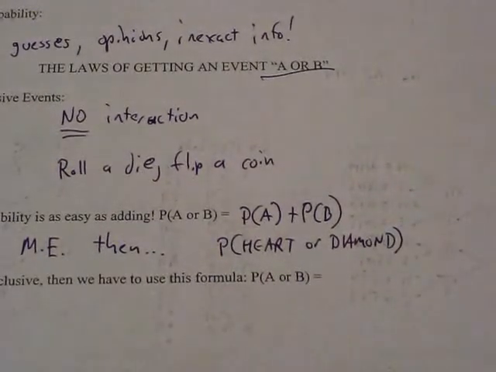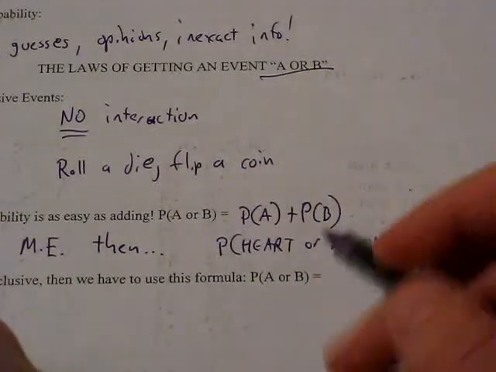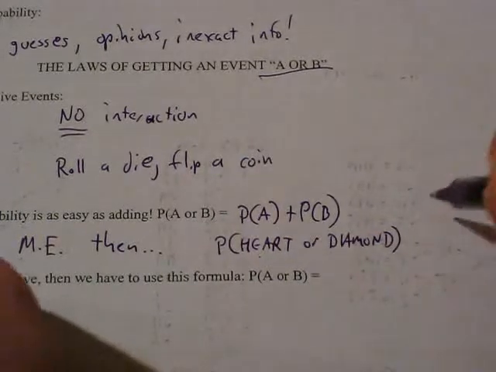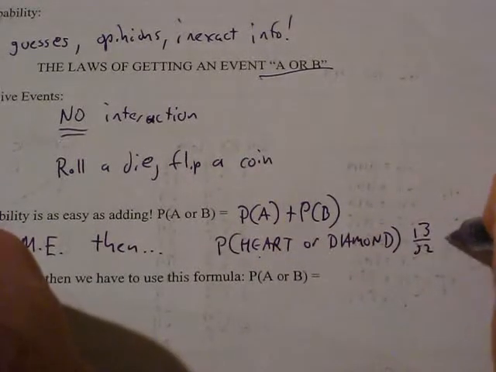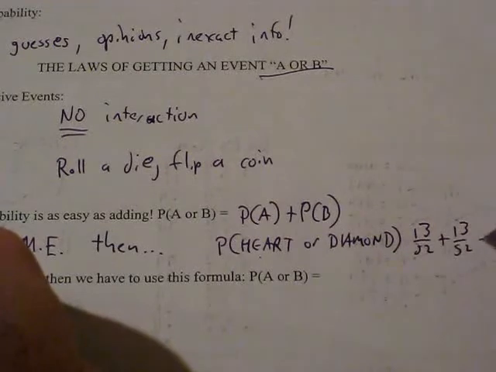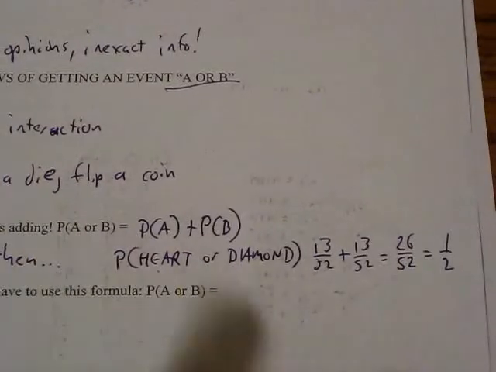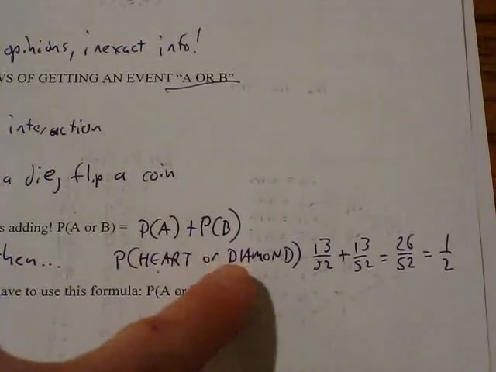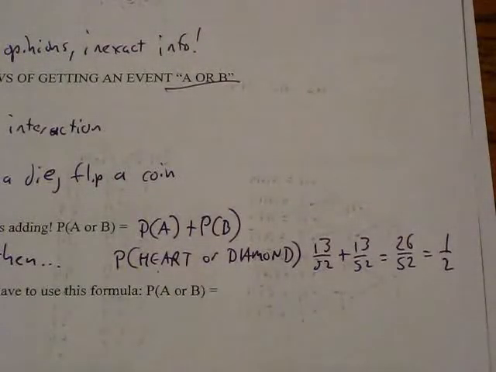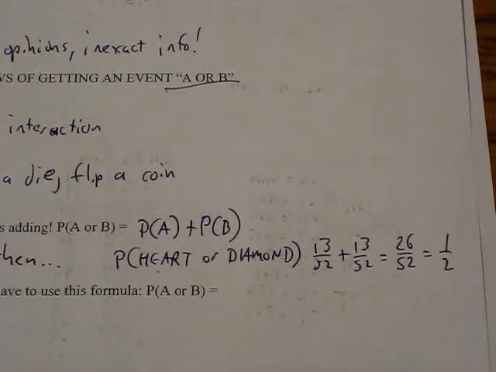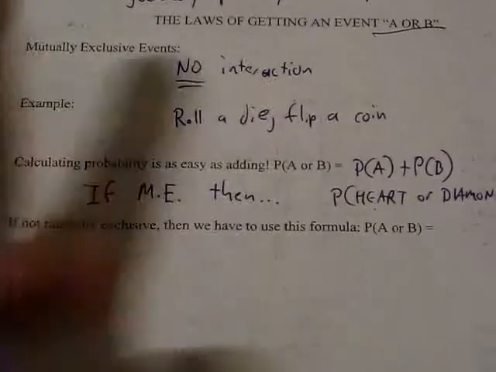So if we wanted to draw a heart or a diamond out of that deck of cards, we know there are 13 hearts and 13 diamonds, and there are no overlaps. So that would be 13/52 plus 13/52, which is a total of 26 over 52, or 1/2. And that would tell us that, since there were no overlaps between hearts and diamonds, we have our total odds of that happening. Half the deck is hearts or diamonds, so your chance of getting a heart or a diamond is 1/2.